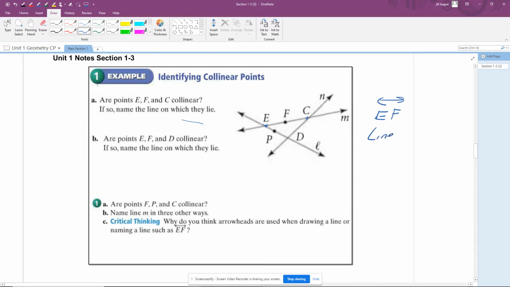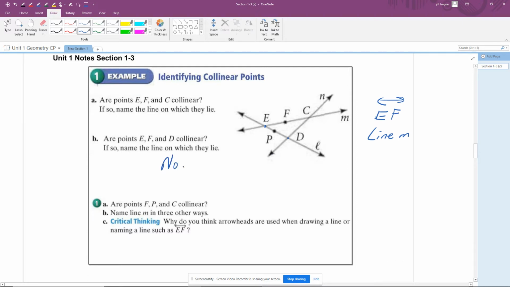It could be the word line M, because that M is over here. Right? Could be line CE, line CF, line FE, line, I don't know, FC. Okay, as long as there are points on that line, as long as you have that symbol, it's correct. And if you're going to use the word line, you can only use the letter at the end. Okay? Now, we want to know, are points EF and D collinear? Well, EF and D are right here, and right here. Right? So those are not collinear because I can't draw a line straight through all those.